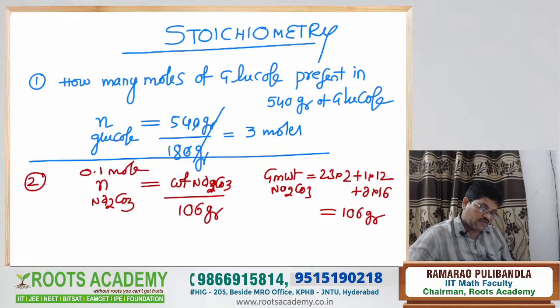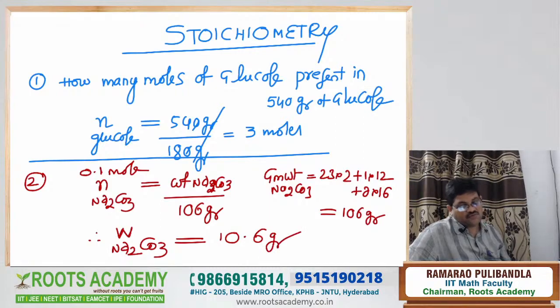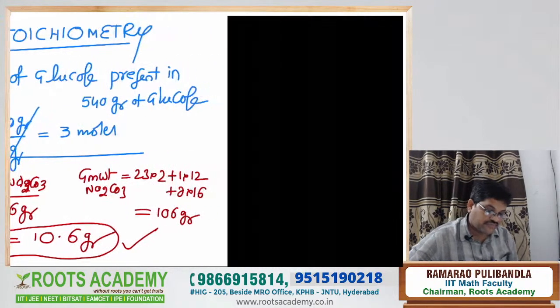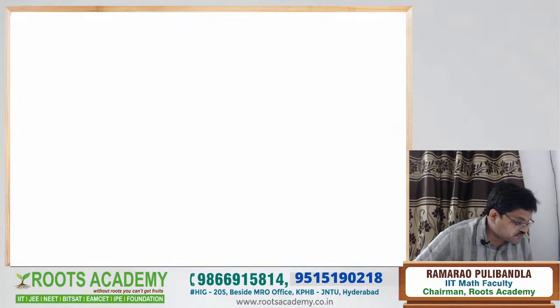Right, here 106 grams. So the number of moles is 0.1 mole. So from that, the weight of soda ash, what is soda ash? Na2CO3, we write as 10.6 grams. That is right? So the weight of Na2CO3 you get is 10.6 grams. Simple explanation, no confusion. And see the next question.